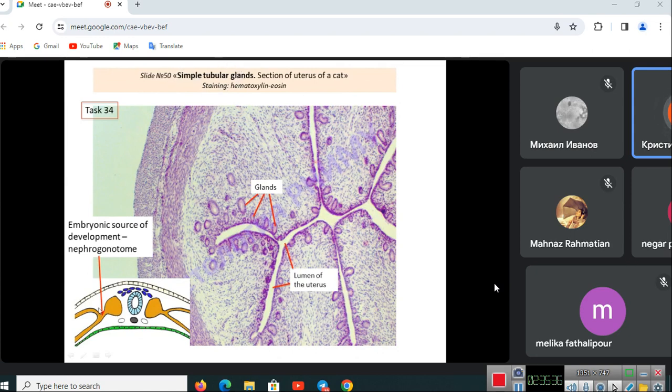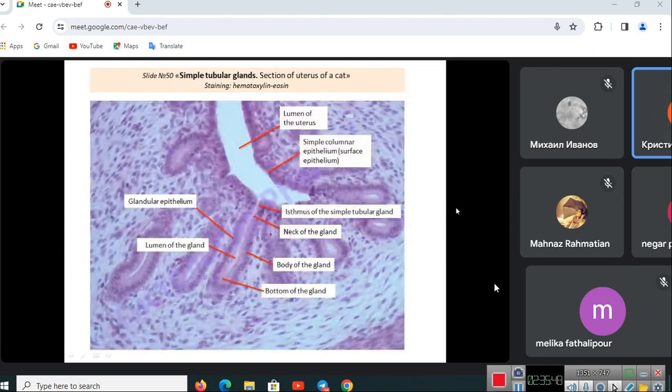Embryonic source of development is nephrogonotome. As you remember, nephro is for urinary system, gono for gonads, for reproductive system. So at high magnification, we can see here the lumen of the uterus lined with simple columnar epithelium of lining or surface type, and the glands.